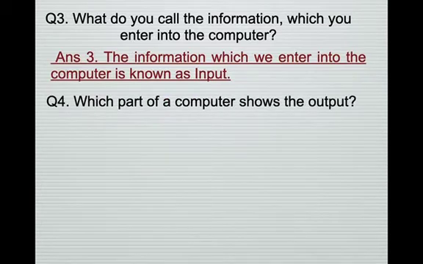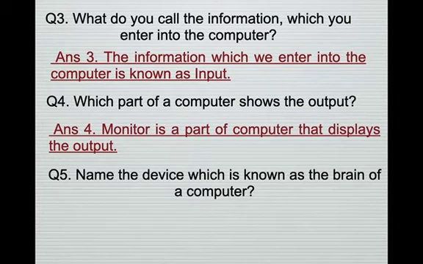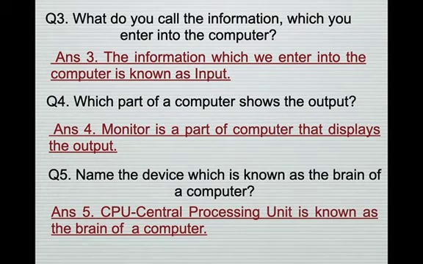Question 4. Which part of a computer shows the output? Let us see. Monitor is a part of computer that displays the output. Here if it is given gives output, then you can write any: monitor, printer or speaker. But the monitor is a part of a computer that displays something. It shows the output. Name the device which is known as the brain of a computer. CPU. Actually the answer is only CPU. Central processing unit is known as the brain of a computer.